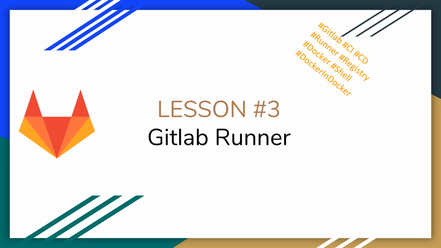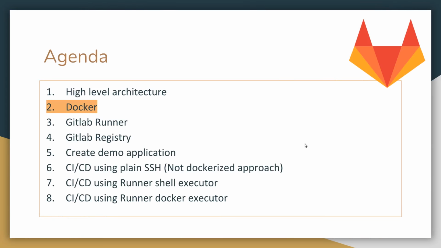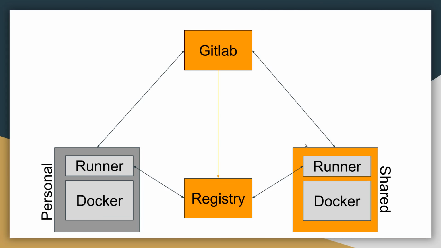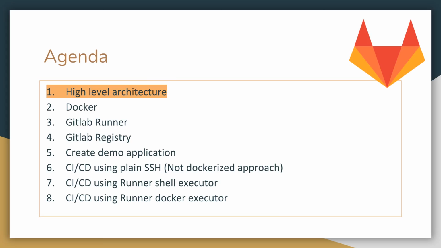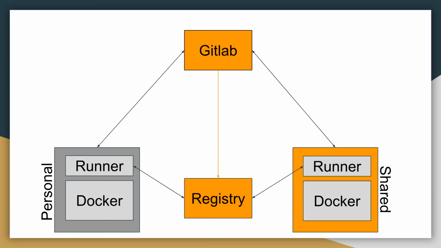Let me go back some slides to this one, the architecture, because we already covered the high-level architecture and Docker, and now we are with the GitLab Runner. We already covered Docker. Sorry, now we are here with the runner, and as I already said, it is a mediator between GitLab and the Docker.